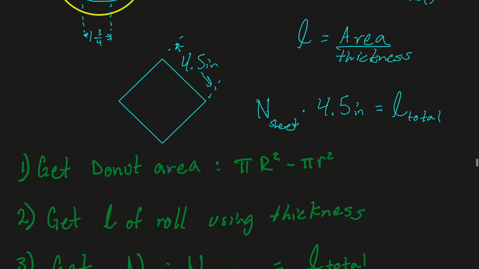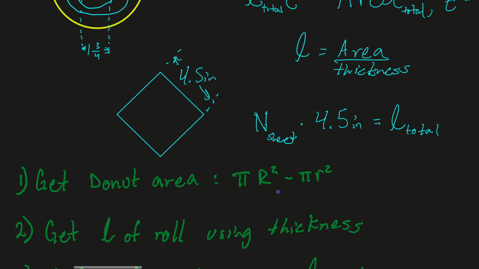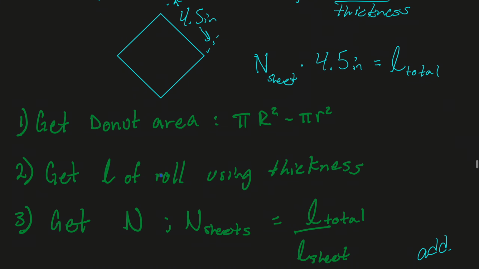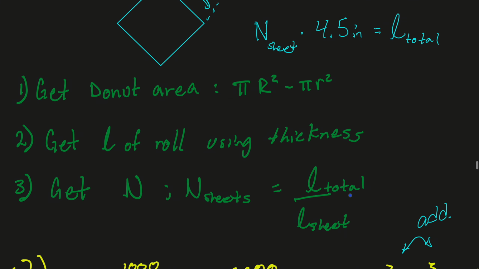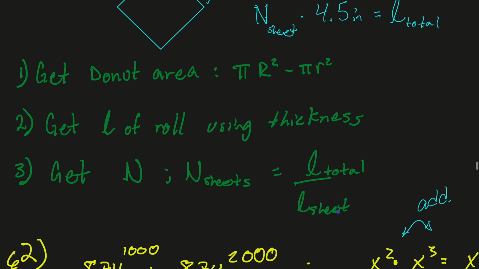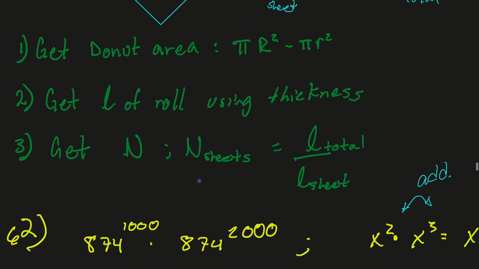So, what's the thought process? Get the donut area, subtract the two circle areas, get the length by dividing by the thickness. Then, once you have that total length, divide by the length of the sheet, and that's going to give you the number of sheets, and there we are.